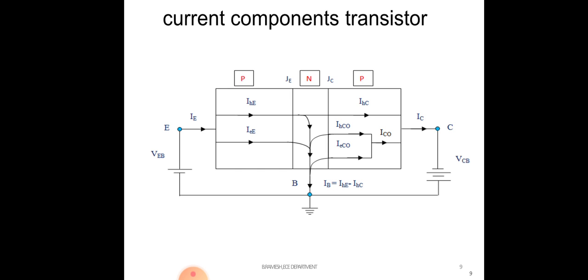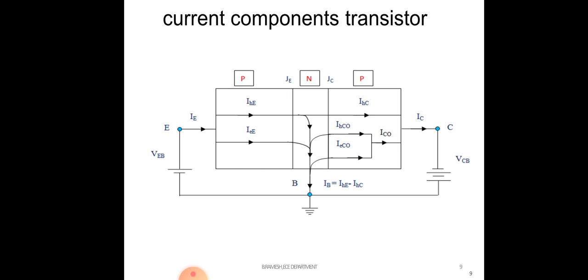When you apply the VCB voltage, it is reverse bias, so the junction voltage increases and there is no movement from the base region to the collector region. But the current you get in the collector region is due to the emitter charge carriers, so IC is nearly equal to IE.